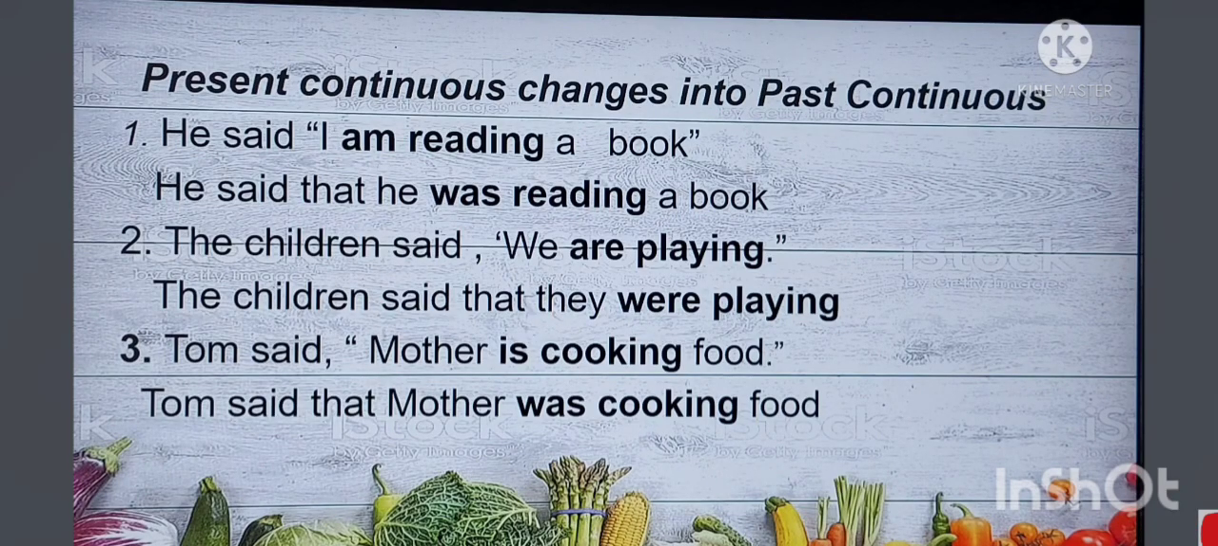Tom said, "Mother is cooking food." Tom said that mother was cooking food. Note, is cooking, present continuous, changes into was cooking, past continuous. Once again, the present continuous changes into the past continuous in reported speech.